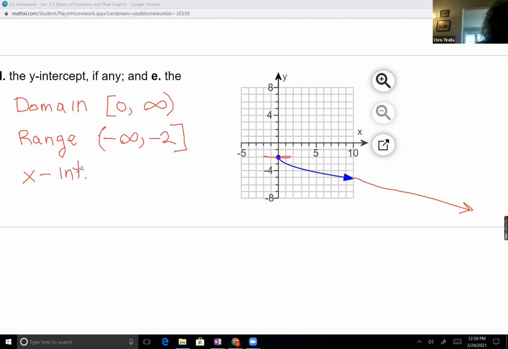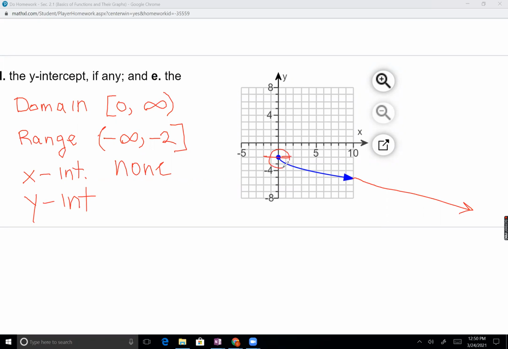Next is the x-intercept. Does this thing cross the x-axis? No, so there's none. For the y-intercept, does this thing cross the y-axis? Technically, yeah, at -2.